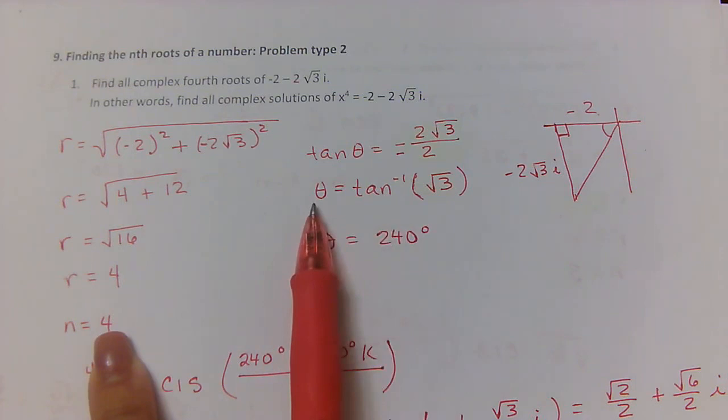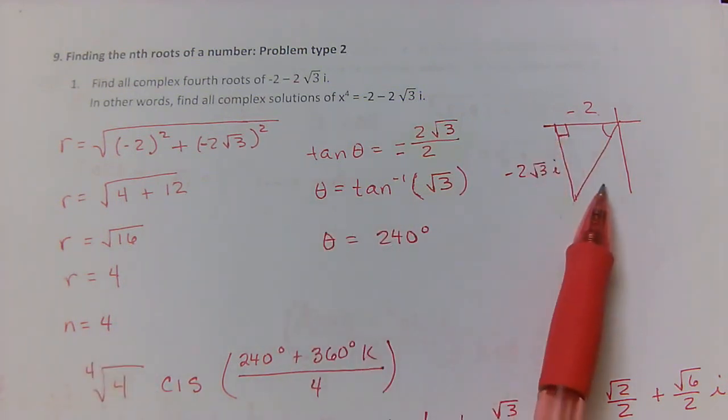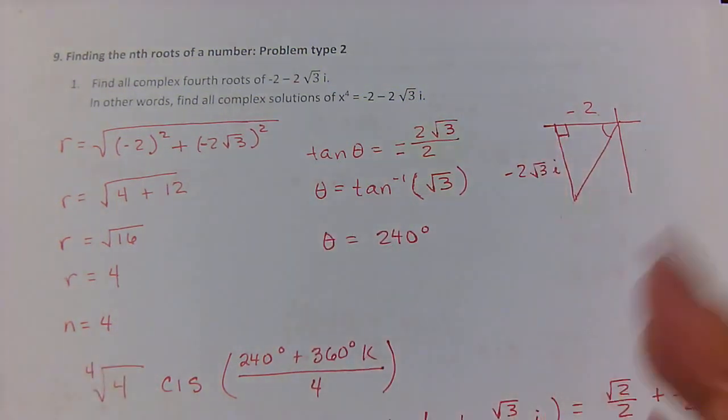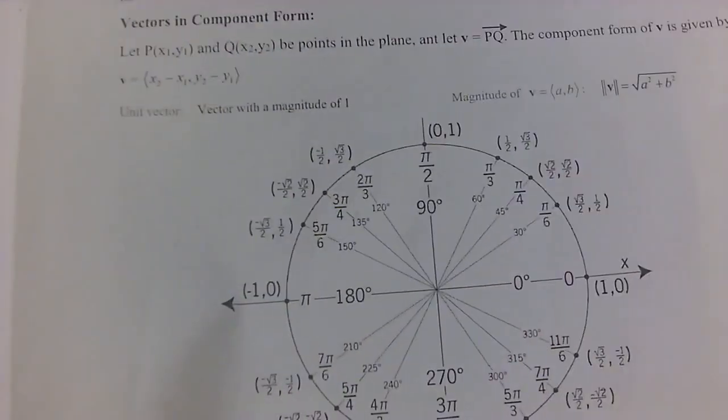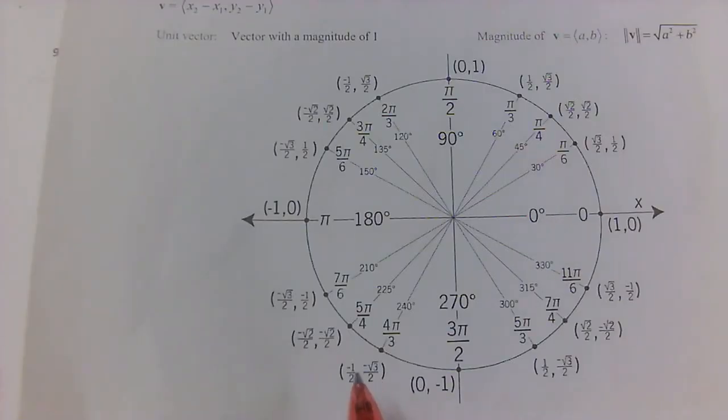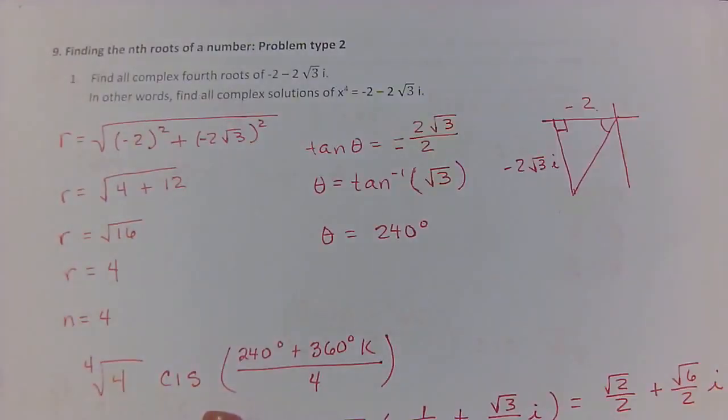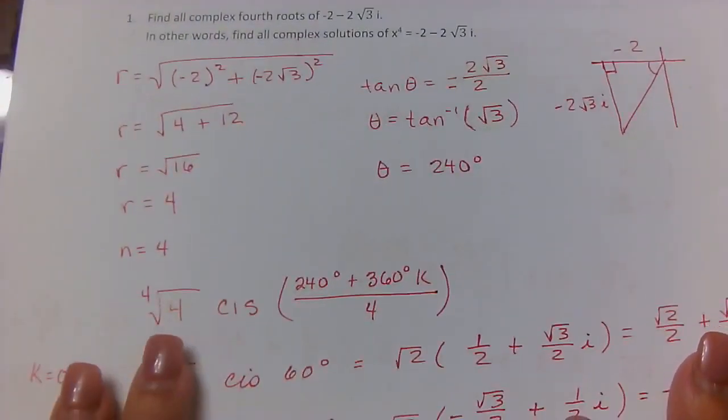Okay. So because we're in quadrant 3, we're going to use our unit circle and find the theta where tangent is equal to the square root of 3 in quadrant 3, at 240 degrees. So theta is going to be equal to 240. Okay. Then we use our formula.